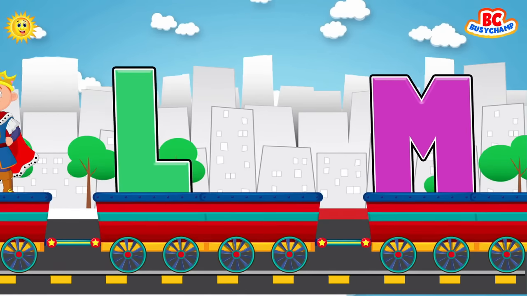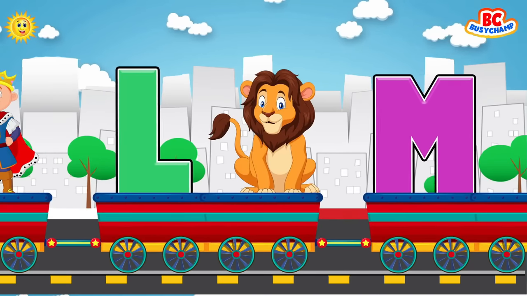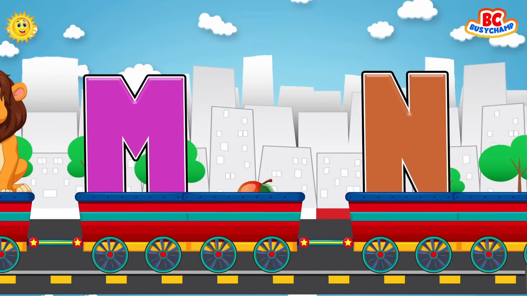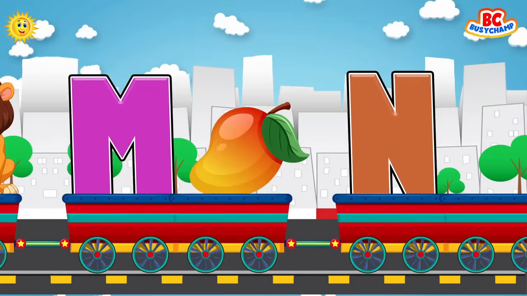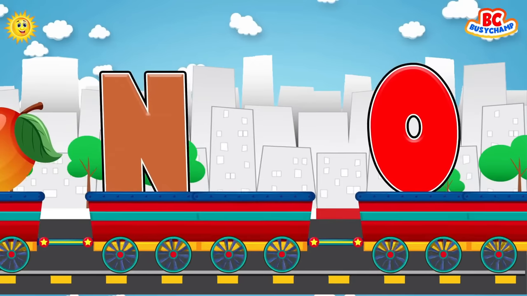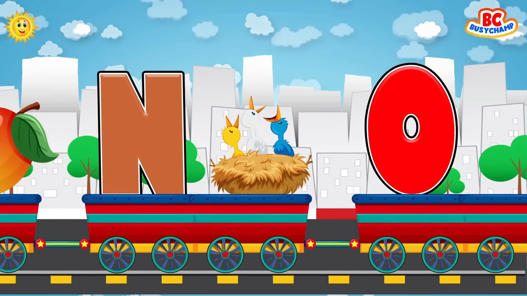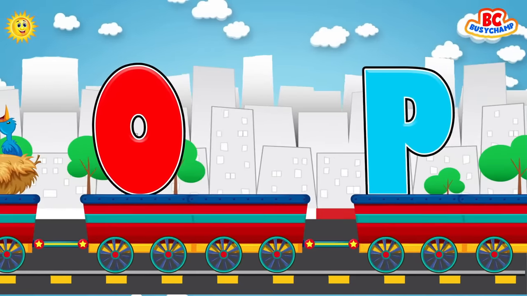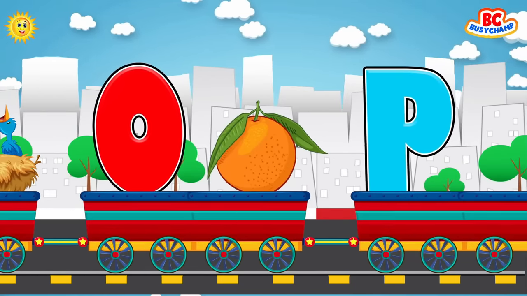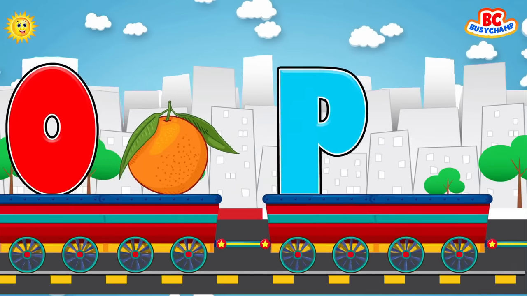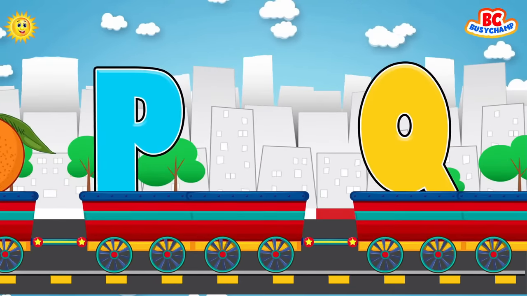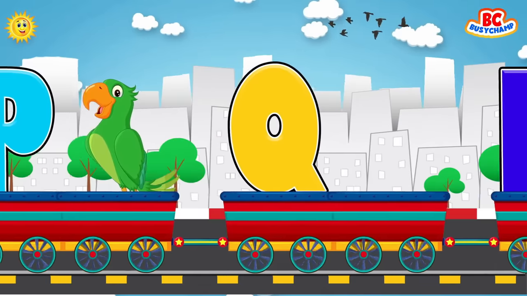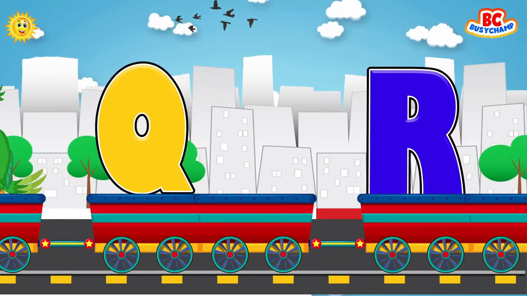L, L is for lion. M, M is for mango. N, N is for nest. O, O is for orange. P, P is for parrot. Q, Q is for queen.